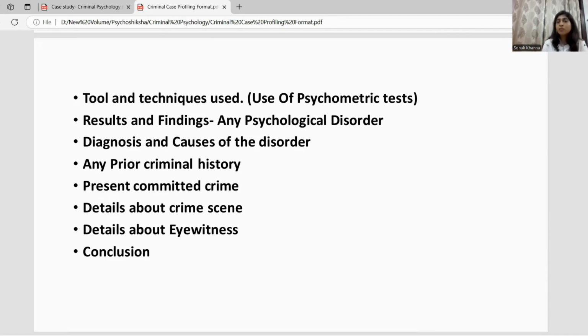Any prior criminal history, present committed crime, what crime he or she has committed, details about the crime scene, details about the witness, and conclusion. So this is a complete file that is also submitted in the law.